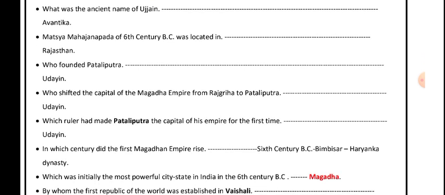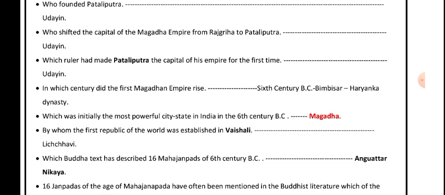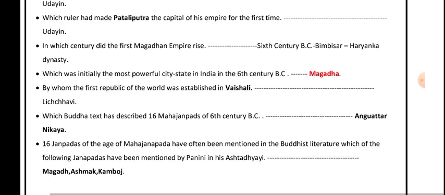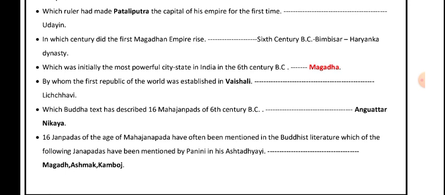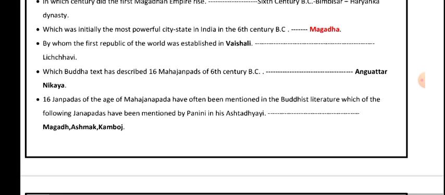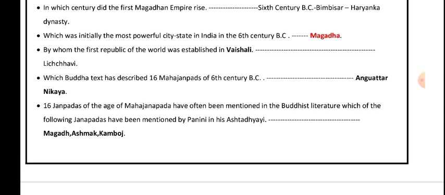What was the ancient name of Ujjain? Avantika. The Matsya Mahajanapada of the 6th century BC was located in Rajasthan. Who founded Pataliputra? Udayin, who shifted the capital of the Magadha Empire from Rajgir to Pataliputra. Which ruler had made Pataliputra the capital of his empire for the first time? Udayin. In which century did the first Magadha empire rise? The 6th century BC.